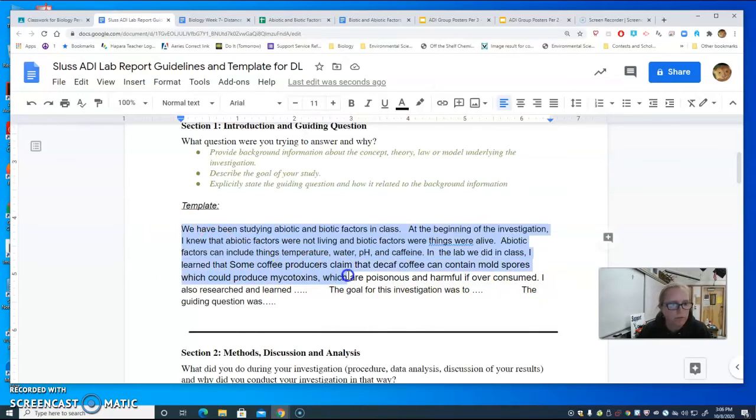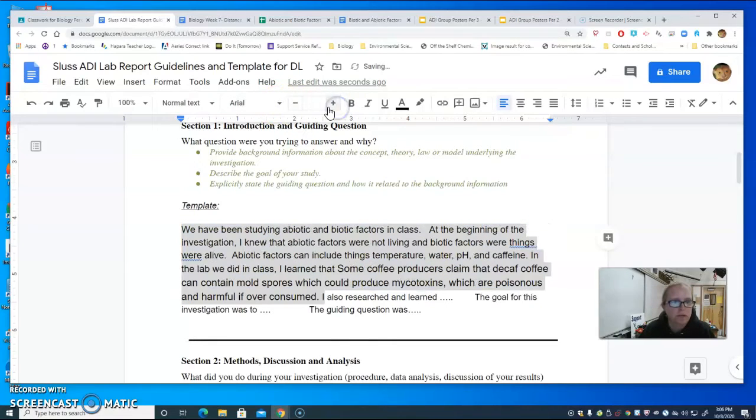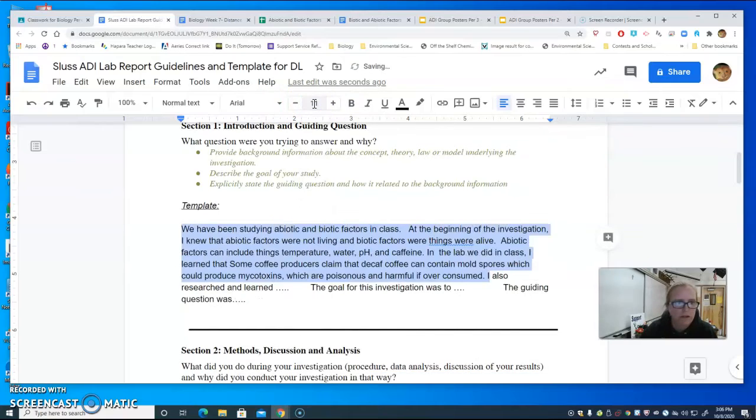And you would want to go back and fix your font at the end. So maybe have it all be size 12 or 11 and have it all be the same type of font. But you can do that at the very end. Okay, so maybe you also should research and learn something else, like look up something else about coffee. Okay, so the goal for this investigation was to see if caffeine prevented mold growth.